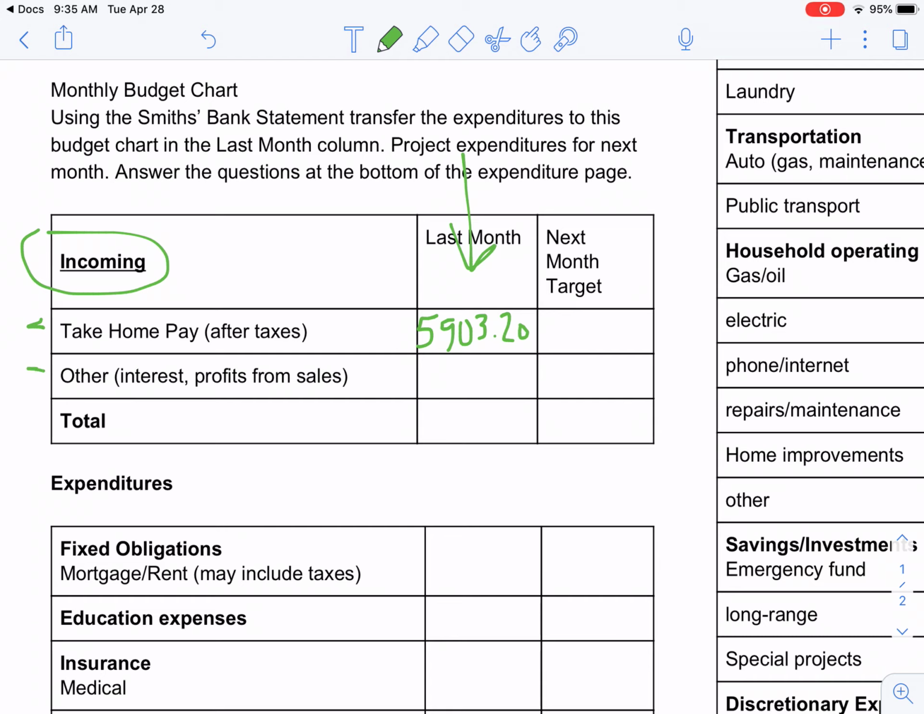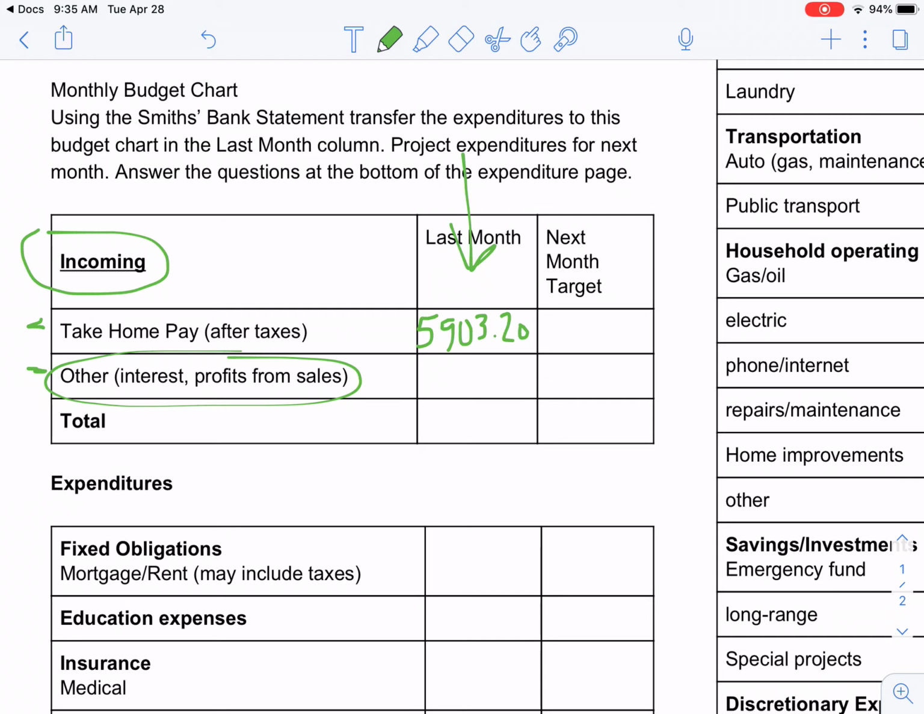There's also a line here for other, interest, profit from sales. This would be if you made additional money in addition to your take-home pay. So if you received interest on a savings account, or if you sold something that month, if you sold a car or some products on eBay or something along those lines, any additional pay that you may have would go here.